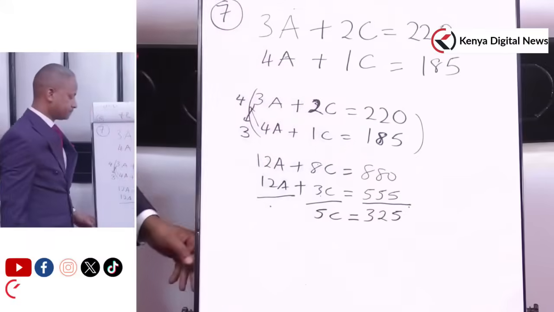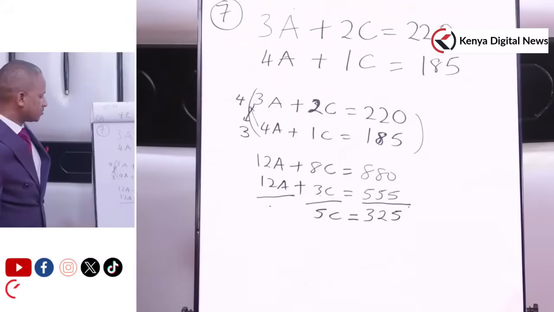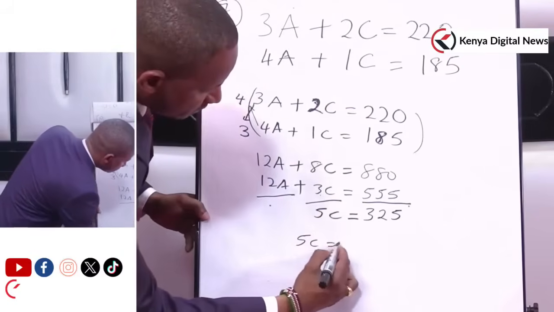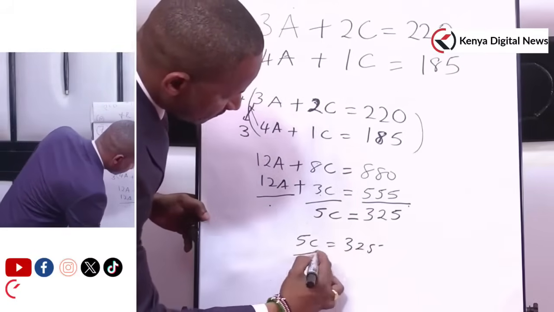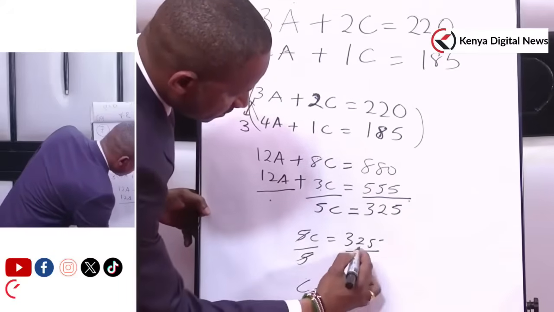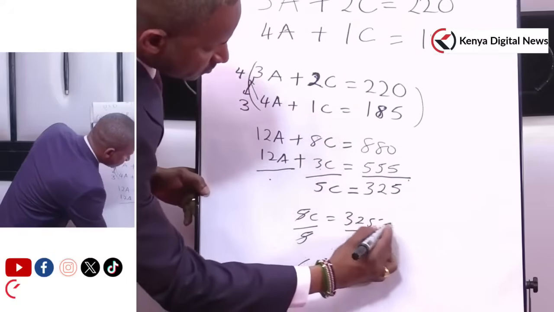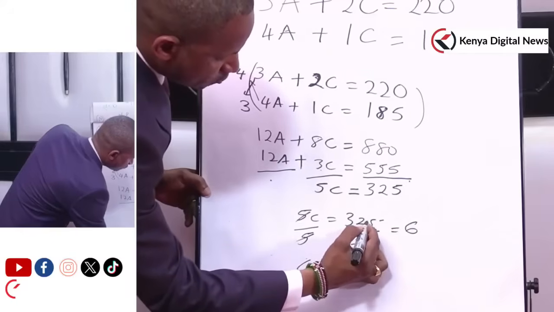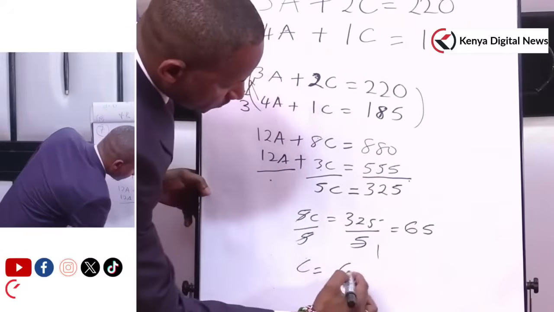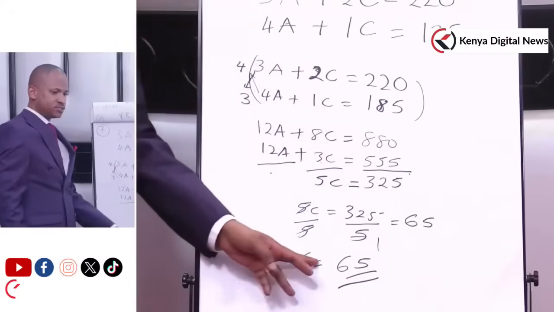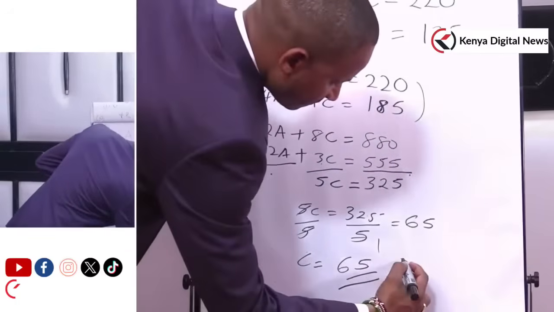325. So for you to get the value of C, 5C equals 325, divide by 5, divide by 5. So the value of C, 5 goes here once, 5 goes into 32, 6, remainder 2, into 25, 5 times. So you get 65. So each craftsman, C, earns 65 shillings.